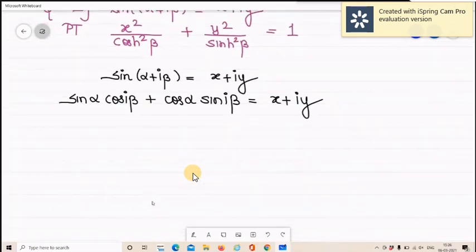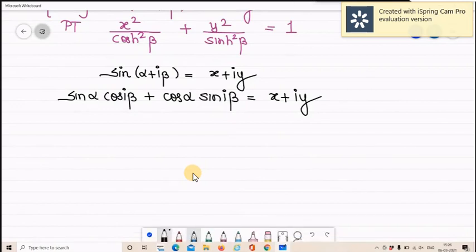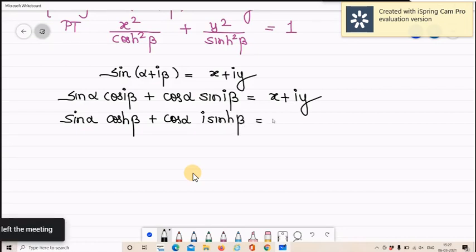Now what is cos of i beta? You will feel it is repetitive, but yes, it is repetitive because log, hyperbolic, everything are interconnected. So what is going to happen here? Sine of alpha, cos of i beta will get converted to hyperbolic. So cos of i beta is cos hyperbolic of beta, and sine of i beta will be i sin hyperbolic of beta.